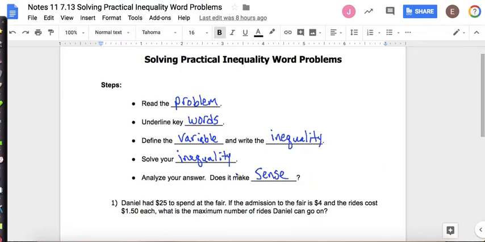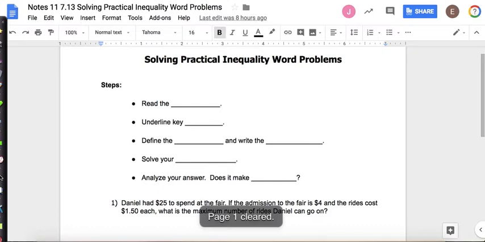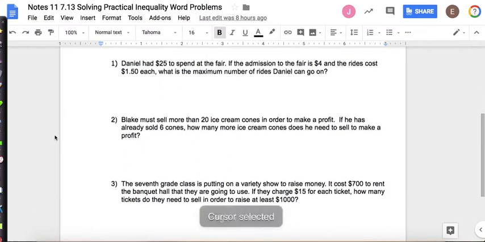Okay, so let's look at number 1. Daniel had $25 to spend at the fair. If the admission to the fair is $4, and the rides cost $1.50 each, what is the maximum number of rides Daniel can go on? Underline admission, $4. So what is it that we want to know? We want to know the maximum amount of rides Daniel can go on. So let's say that R equals rides.